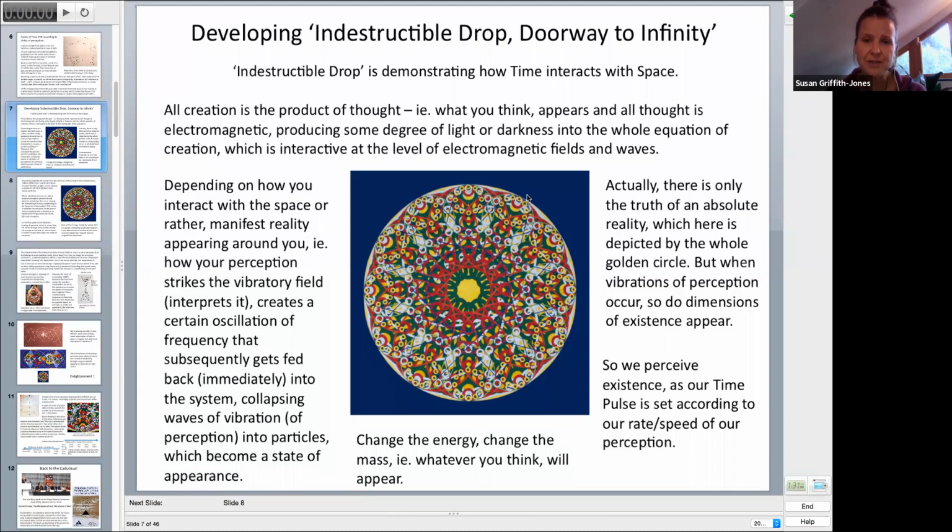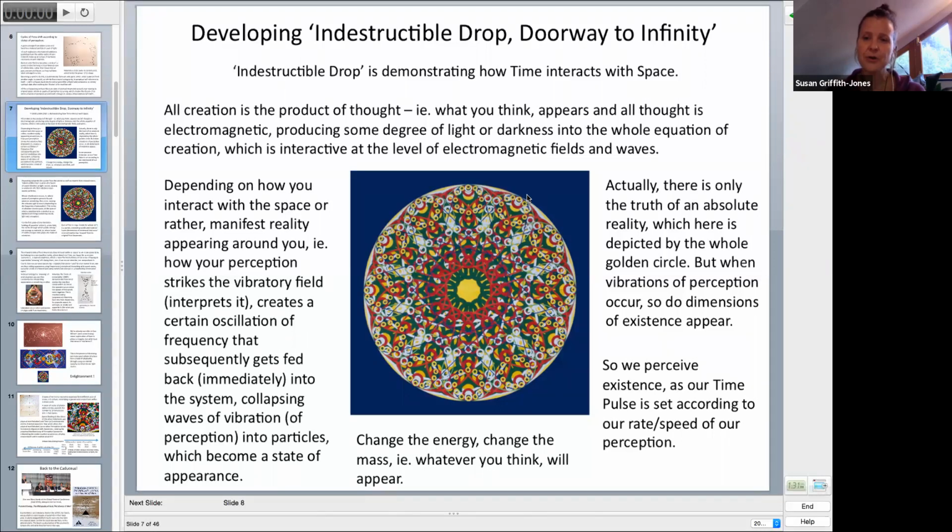Depending on how you interact with the space, the manifest reality around you, or rather how your perception strikes the vibratory field, as in when it interprets it, it creates a certain oscillation of frequency that subsequently gets fed back immediately, without any time delay, into the system, collapsing waves of vibration of perception into particles which become a state of appearance, which is what we see around us, which is where the stories of heaven and hell come in. You know, thinking good thoughts, you will create a heaven of appearance around you, and thinking bad thoughts, you'll create a hell of appearance around you.